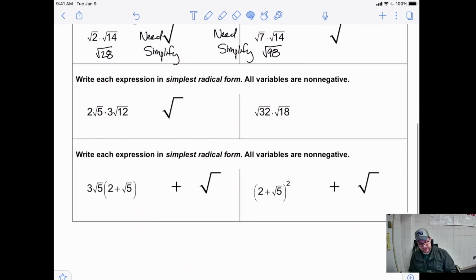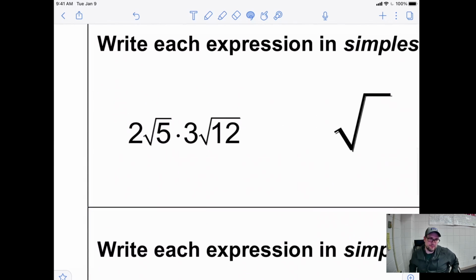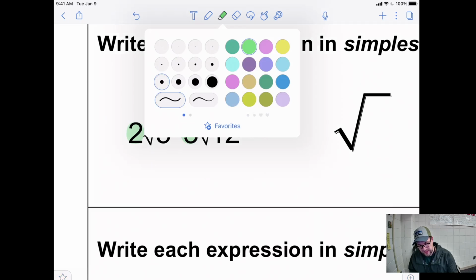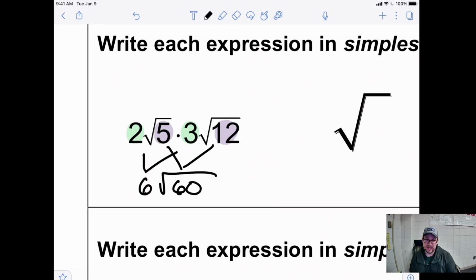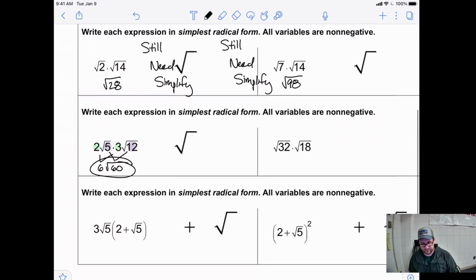Now, here's where the problems get hard. This is why I wanted to really focus and get down here. Now you can see that we have an outside number on each of these, and we have inside numbers on each of these. The way this is going to work is you can only multiply the like parts. 2 times 3 gives us a 6. 5 times 12 is going to give us 60. Now, again, you still need to simplify this. Once you get this far, you've done really good work, but you got to reduce it and simplify.